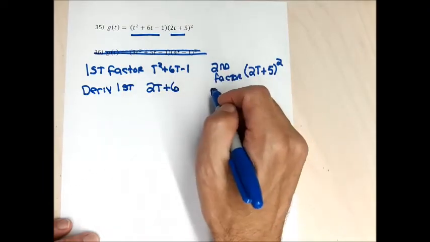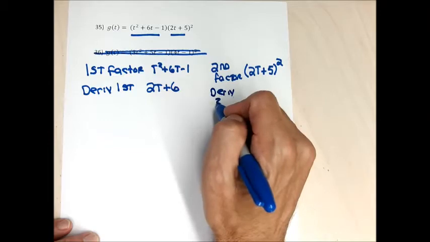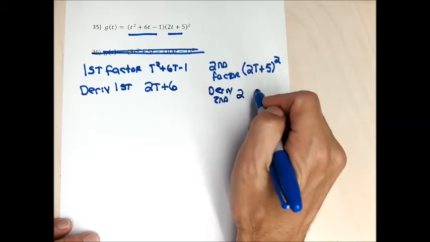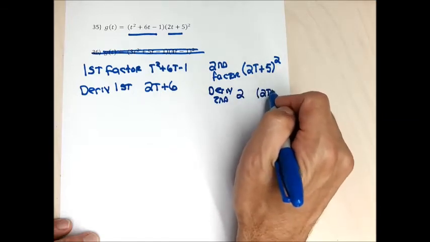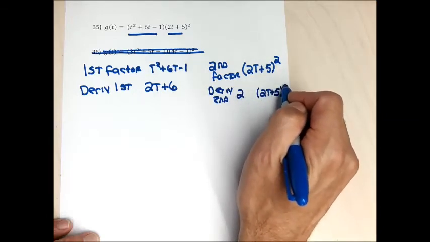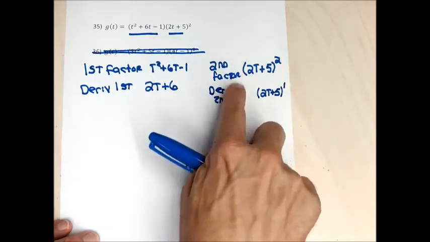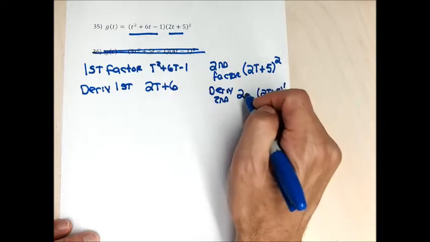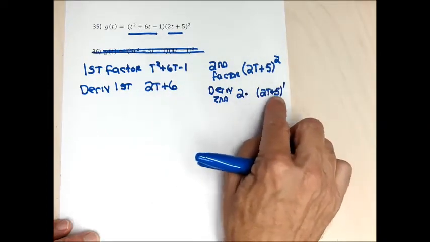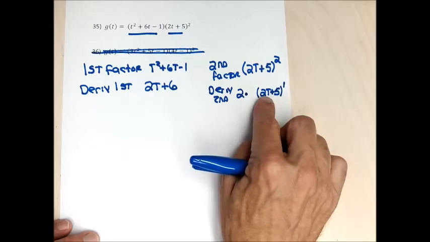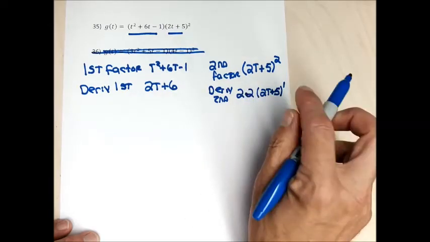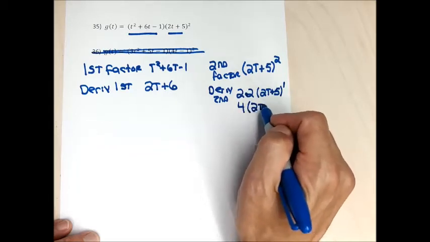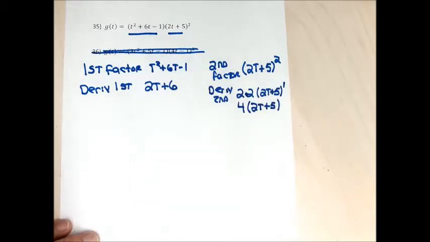Second factor, its derivative. To do the derivative of the second, I bring the exponent out front, leave some room, using the chain rule, lower the exponent by 1. So I'm just using the chain rule: exponent out front, leave the contents of the parentheses, lower the exponent by 1, leave yourself some room, and where you leave that room, write the derivative of each term inside the parentheses. The derivative of 2t is 2, the derivative of 5 is 0. So for the derivative of the second, I'm going to say it's that.